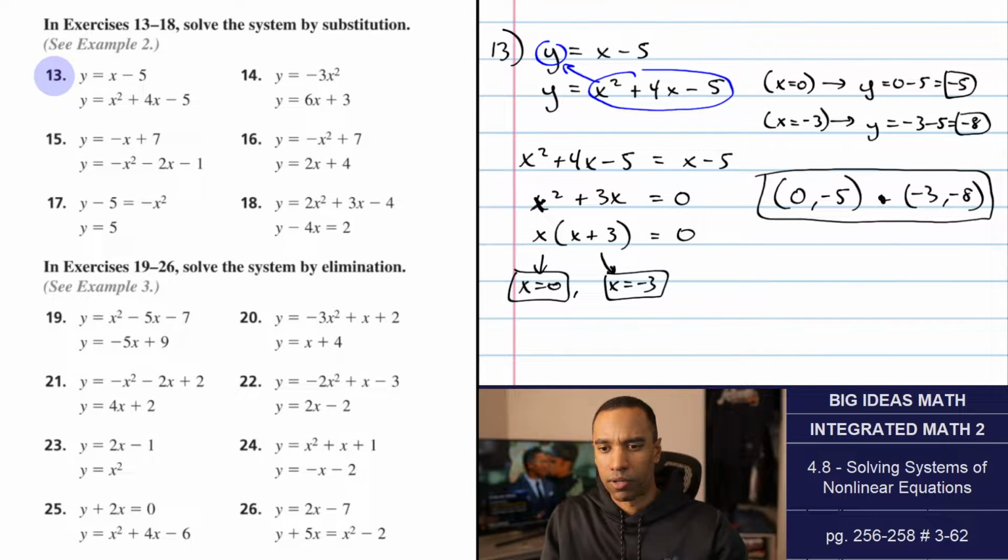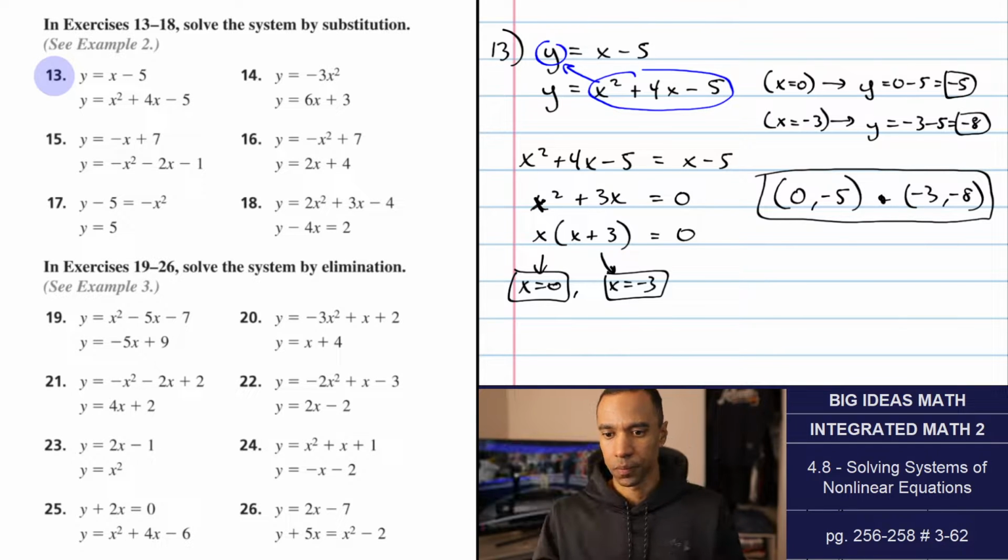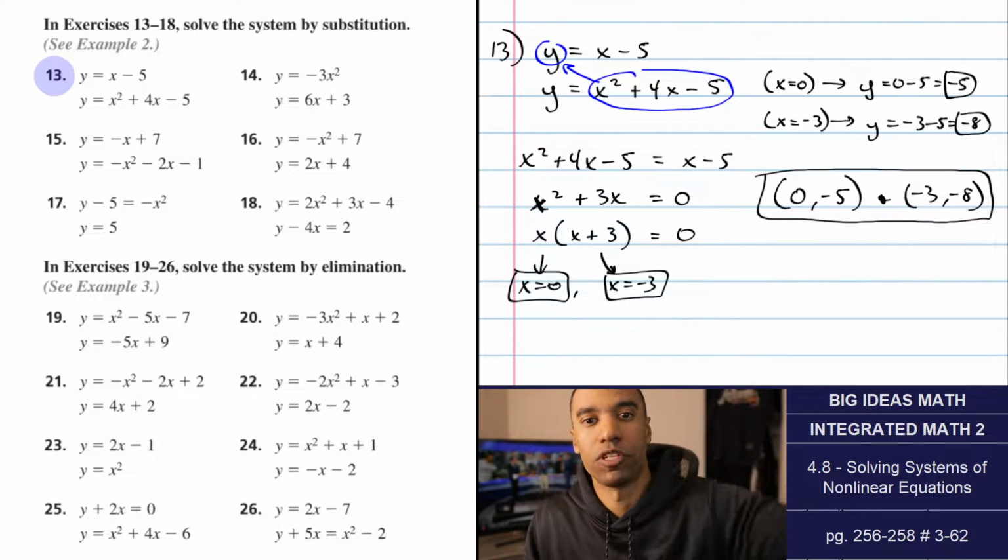Let me find my water bottle. Give me 1 sec. I think it's right over here. Got it. I'm going to also fix my camera a little bit here.